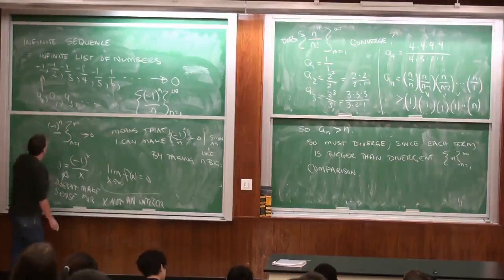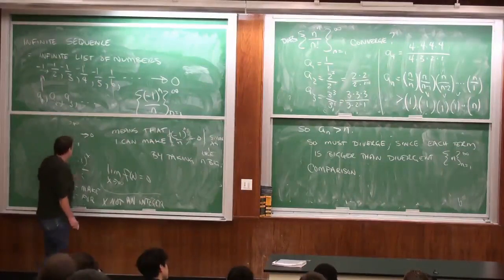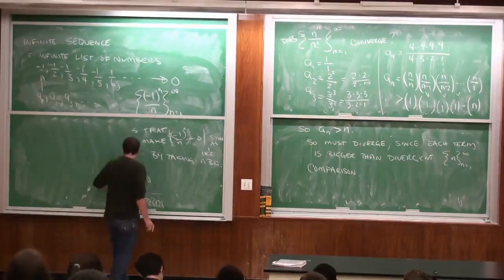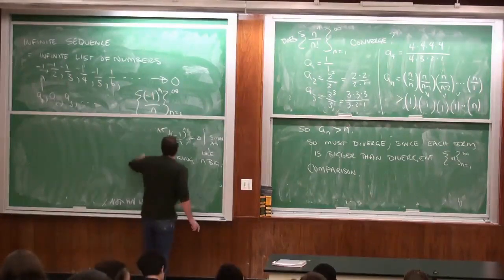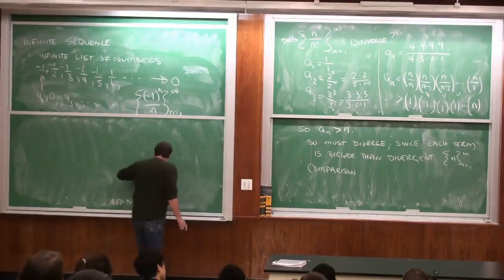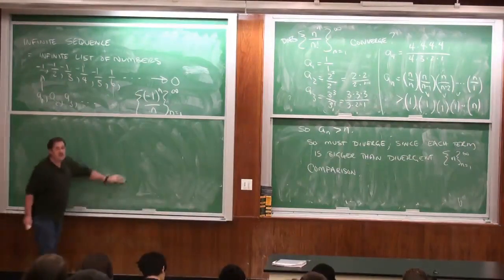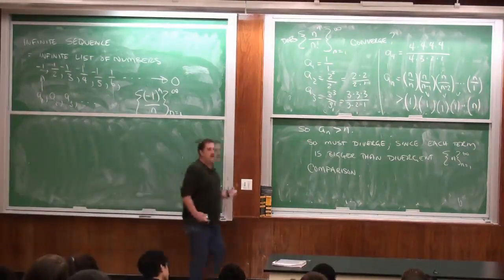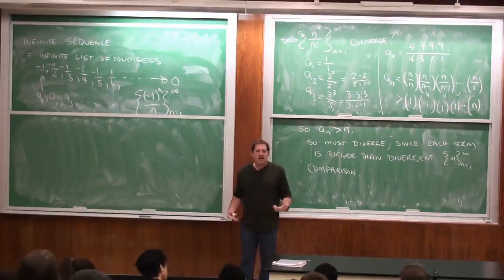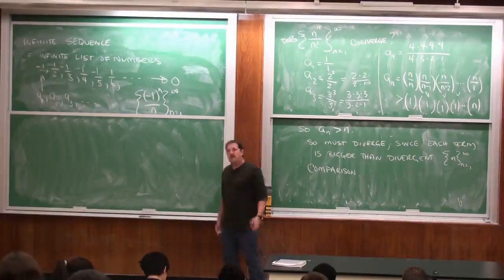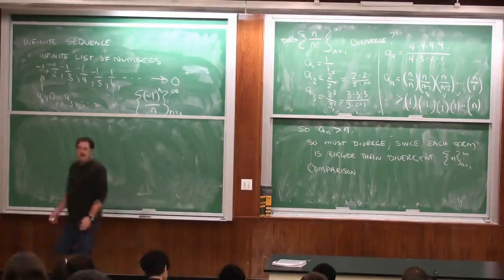But I want to talk about something else, which is a special kind of sequence, which unfortunately goes by the name of series. And because in English the word sequence and series means pretty much the same thing, it gets confusing. So I'm going to try not to use the word series. Instead, I'm going to use the word sum, which does not mean the same thing as sequence.